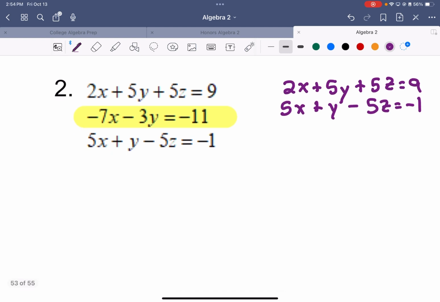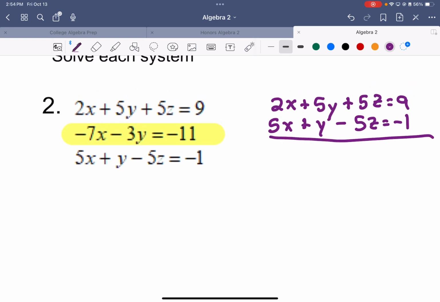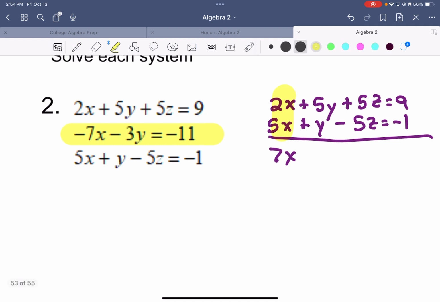Now, with any luck, and you'll have all the luck in the world with these today, if I combine these, if I add up my columns, 2x plus 5x is 7x. 5y plus y is 6y. 5z minus 5z, that goes away. And then 9 plus -1 is 8.